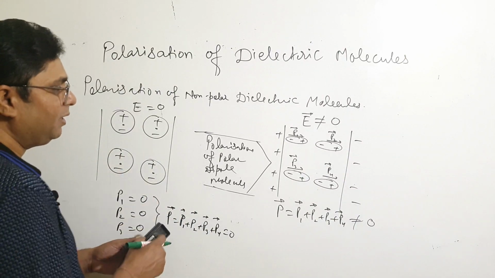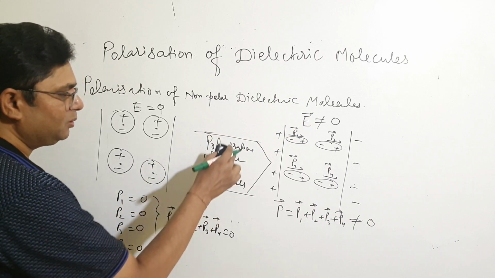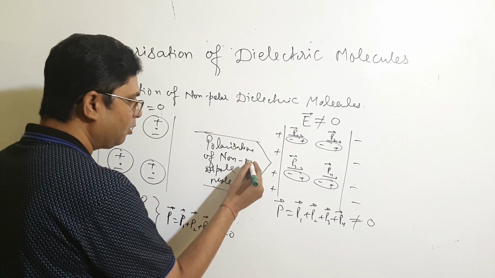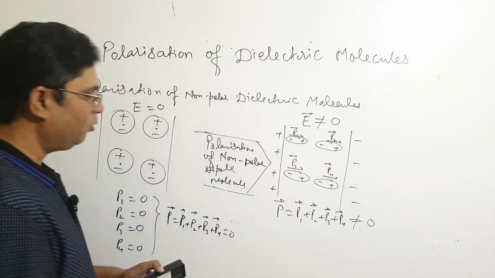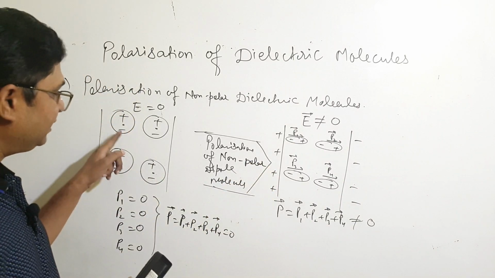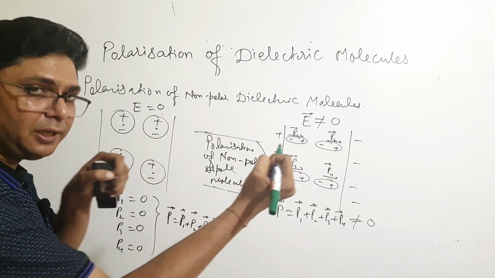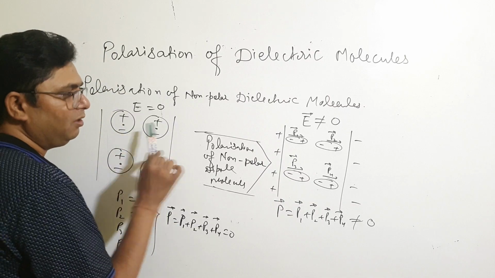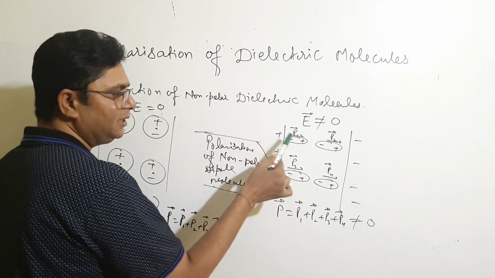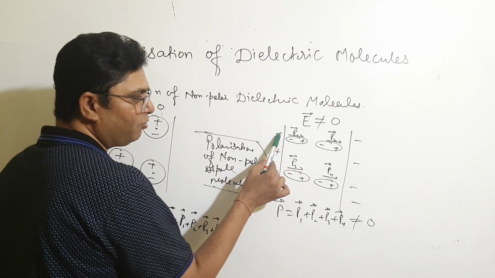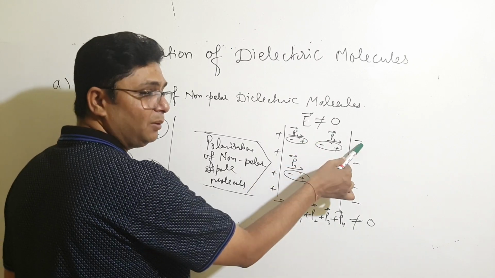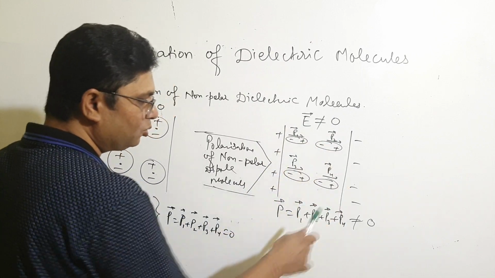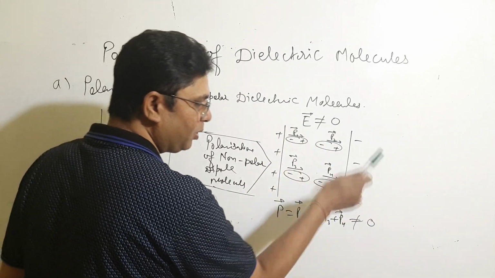But what happens when you place an electric field? So it is polarization of non-polar dipole molecules. What happened? This plus and minus charge start stretching. So after stretching, this minus charge will move towards plus, and this plus will go away from this plus, and move towards the negative side. So after stretching, they align in a line, and again, net dipole moment will be produced.